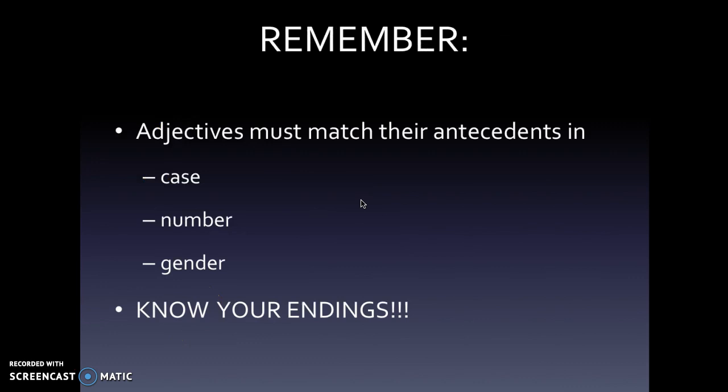So, some things to remember. Adjectives must always match their antecedents in case, number, and gender. They may look different if they come from different declensions, but they must match in case, number, gender, which makes it all more imperative for you to know your endings.